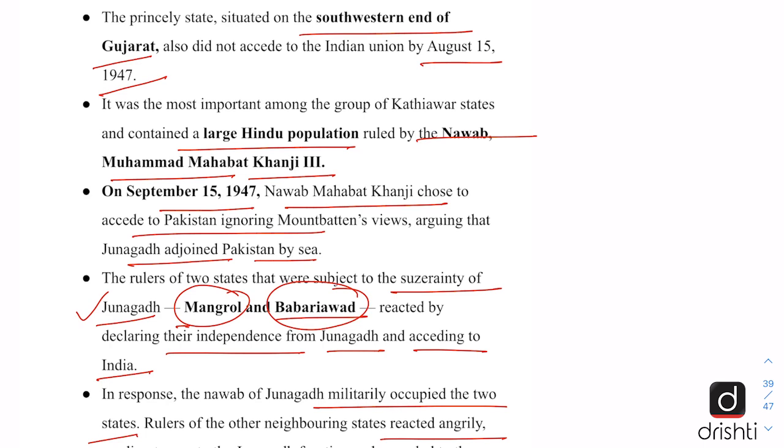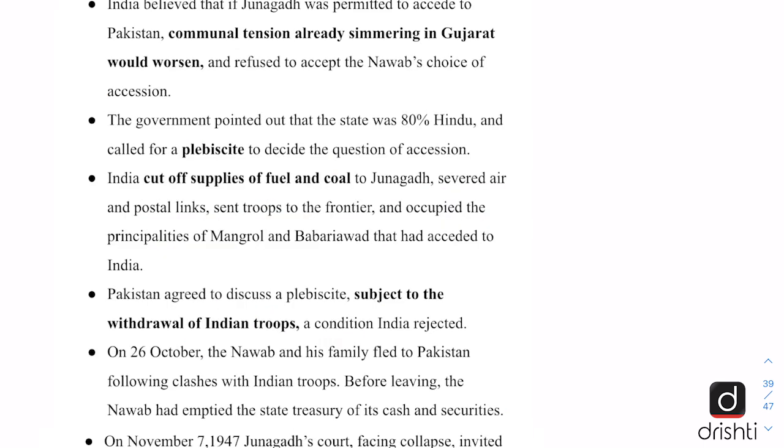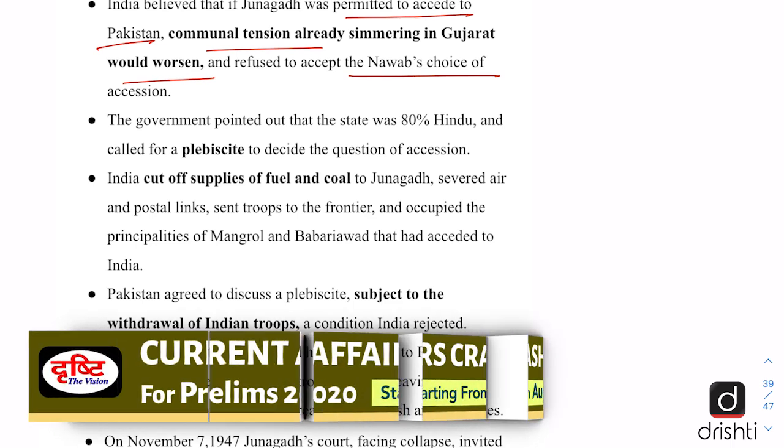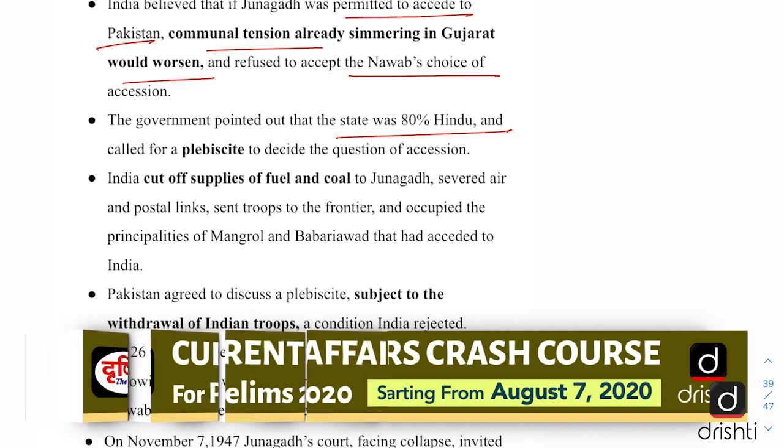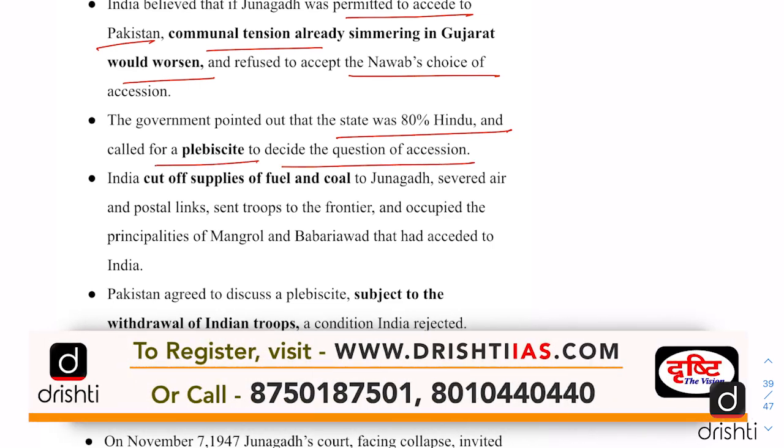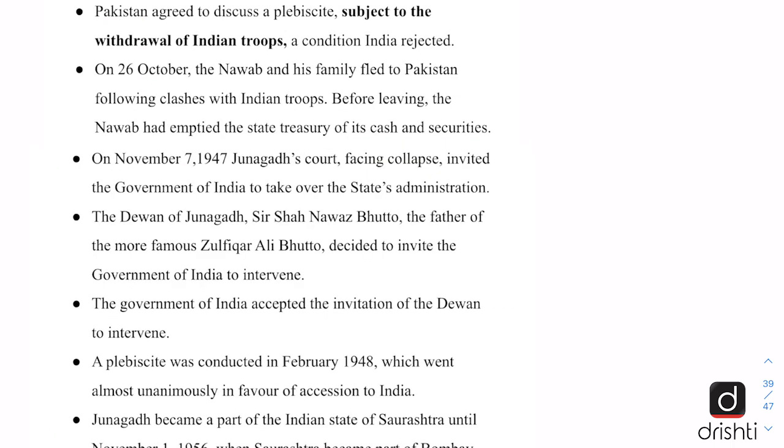The Indian government believed that if Junagadh was permitted to accede to Pakistan, communal tension which was already simmering in Gujarat would worsen, and therefore it refused to accept the Nawab's choice of accession to Pakistan. Also, the Indian government pointed out that the state was 80% Hindu and called for a plebiscite to decide the question of accession. Pakistan also agreed to a plebiscite subject to the withdrawal of Indian troops, but this condition was rejected by India. And on 26 October 1947, the Nawab and his family fled to Pakistan following clashes with Indian troops.